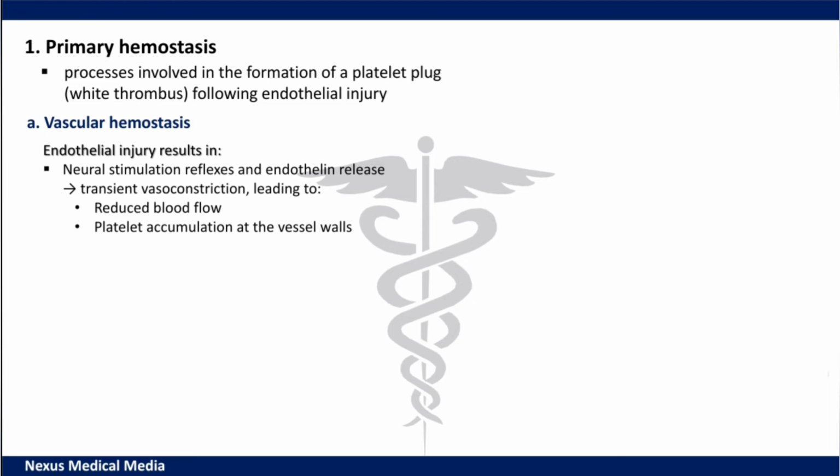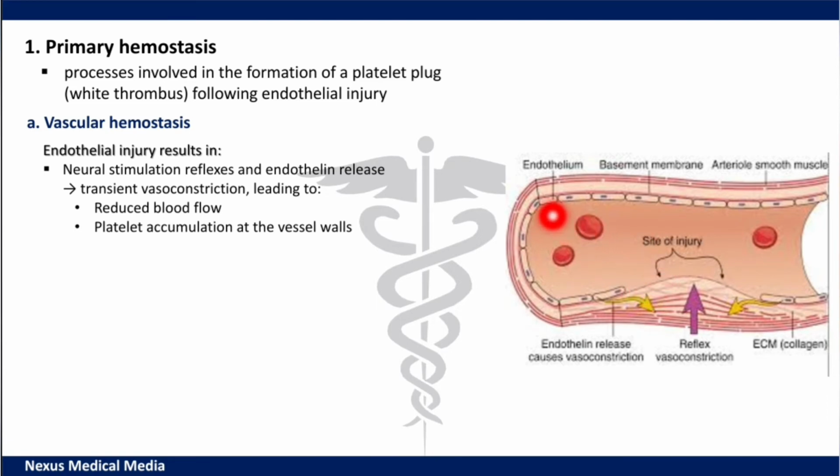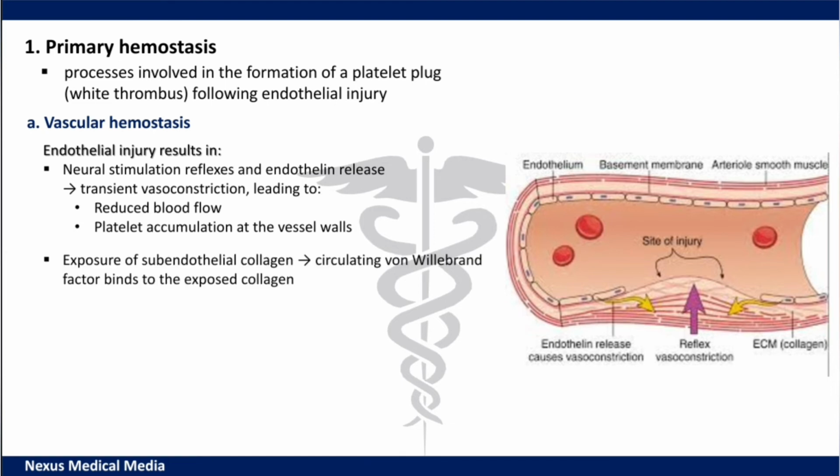Right, so here you can see the structure of a blood vessel. Inside here you can see this one cell layer. This one is called endothelium, and basement membrane and arterial smooth muscle. It's just a structure, but here is the area of injury. So after release of endothelin, this will stimulate vasoconstriction, which will reduce blood flow, and the platelets will come at this site. The exposure of subendothelial collagen will lead to circulating von Willebrand factor binding to the exposed collagen.